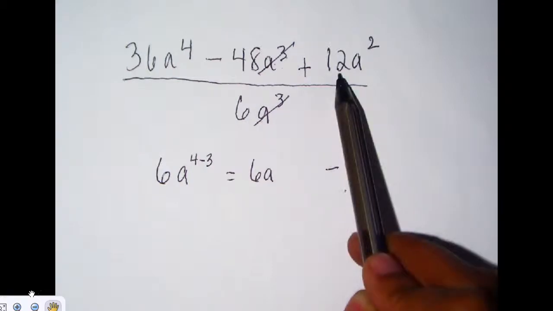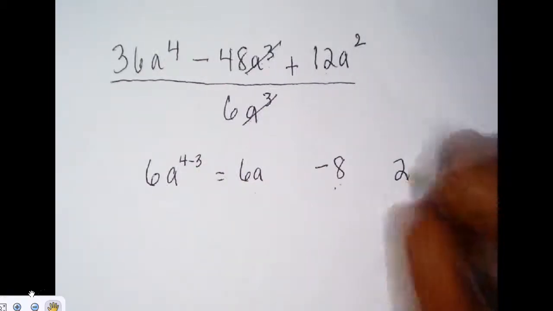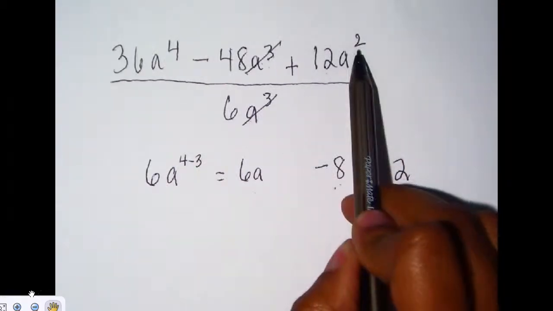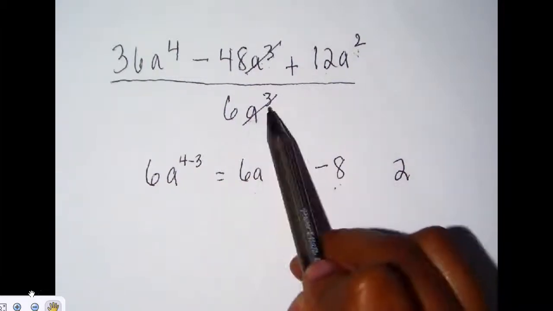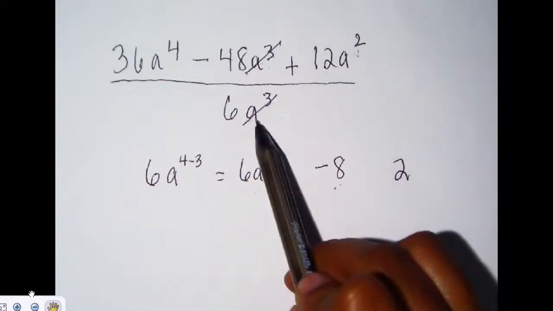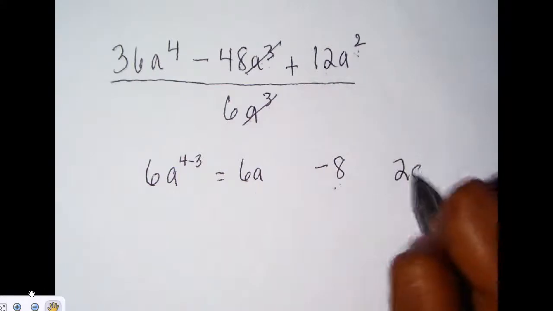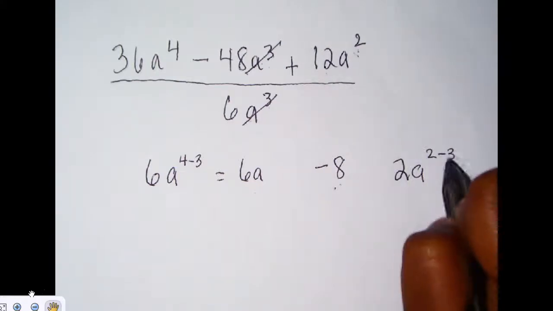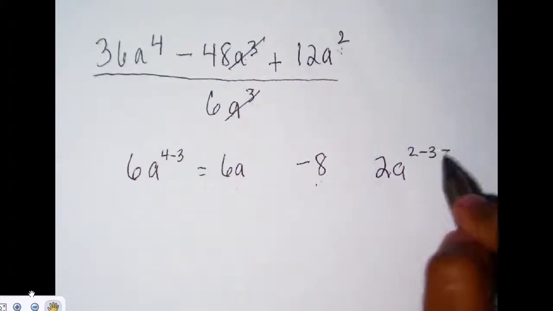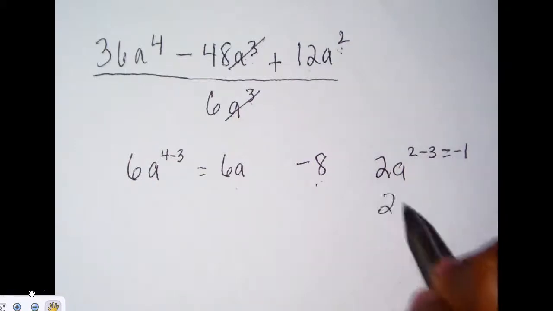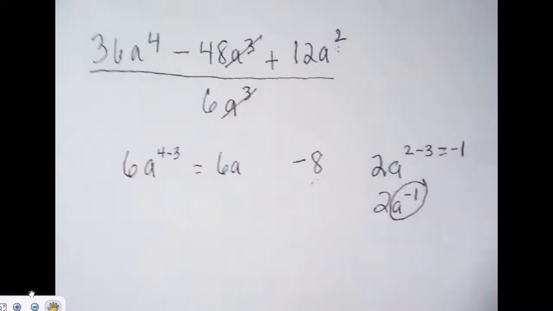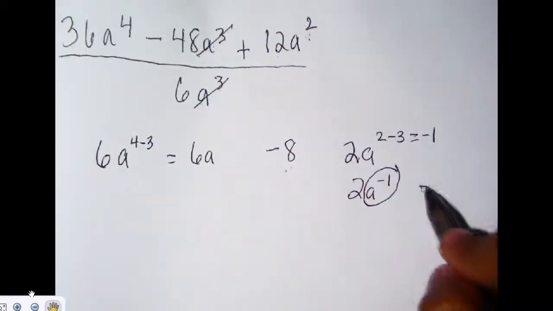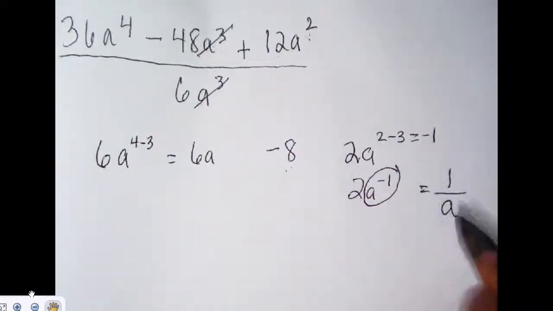6 divides into 12 two times. And here we have two a's at the top, and we have three a's at the bottom. So, of course, there's one more a here, because it would be a 2 minus 3, which gives us negative 1. So this is really 2a to the negative 1. And remember, this is another law of exponent, where if it has a negative, you have to sit back and put it as 1 over a.